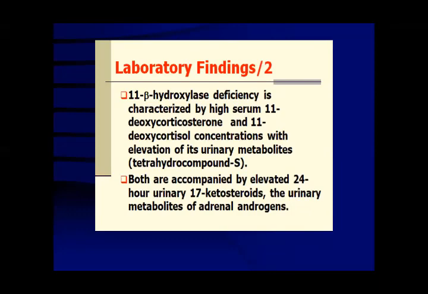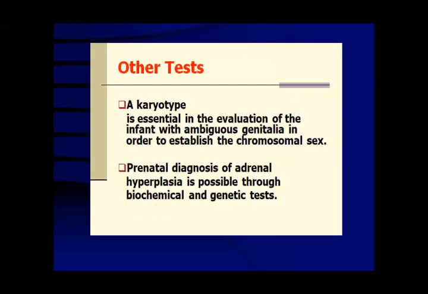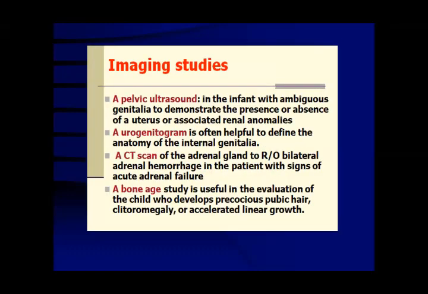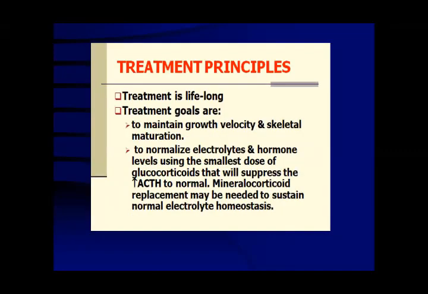So lab findings in 11 beta hydroxylase deficiency are characterized by high serum 11-deoxycortisol and deoxycorticosterone concentrations with elevation of urinary metabolites. All the urinary metabolites are elevated, and all these tests are done in a 24-hour urine sample, and end products will be high. Karyotyping is another test which will distinguish between male and female, and prenatal diagnosis of adrenal hyperplasia is possible by biochemical and genetic testing, and imaging, ultrasound, and CT scan.